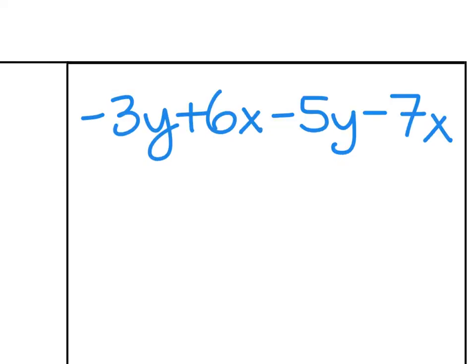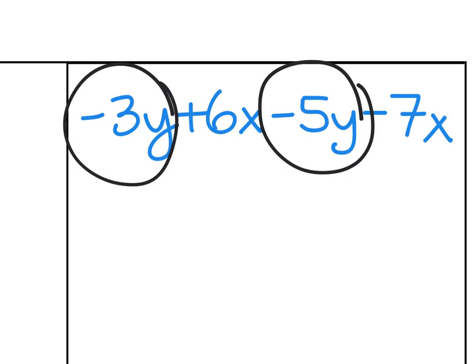Okay, please try that one. First thing I do is mark my like terms. Carmez, what's a like term to negative 3y? Negative 5. There you go. Okay, and Isabella, what's a like term to positive 6x? Good.